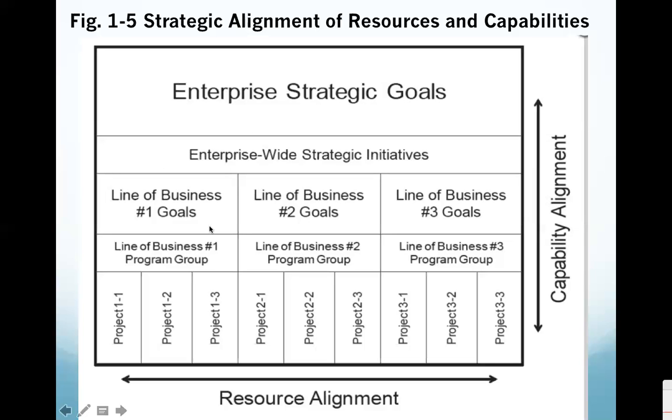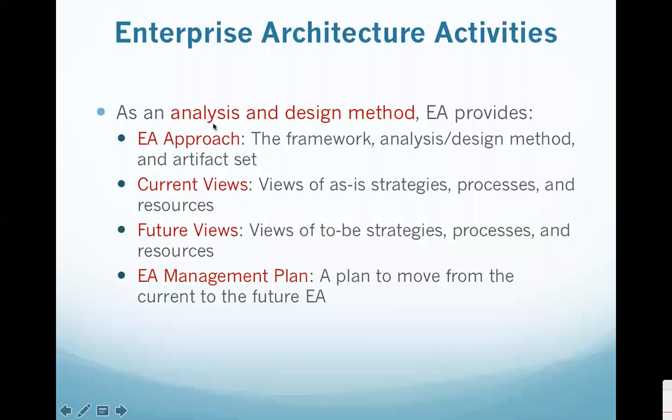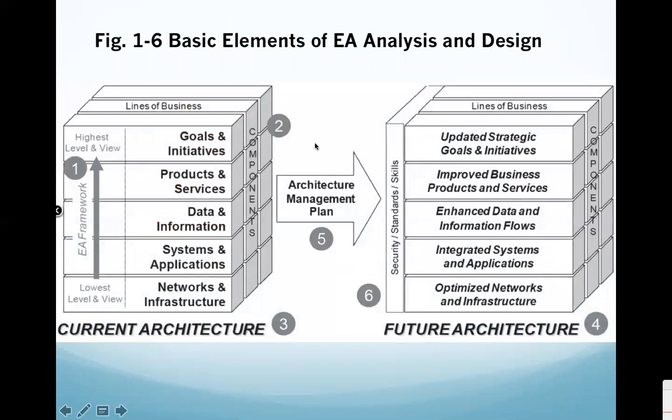But enterprise architecture helps achieve alignment with capabilities. What are the capabilities that are needed to support the strategic goals? And what are our resources and where should they be put? EA gives that holistic view of an organization, and it sits between the strategic goals and the execution of those goals. So, EA is an approach. Let's look here. The basic elements of EA analysis and design.